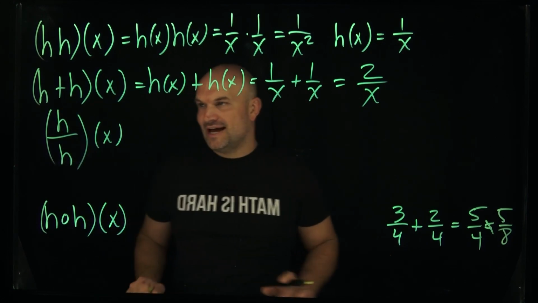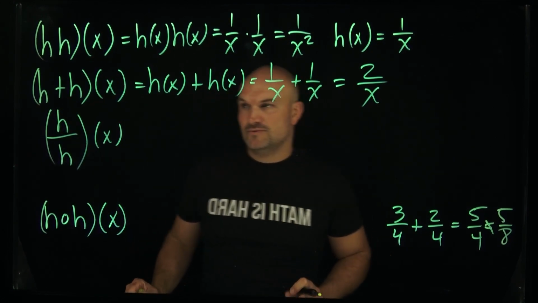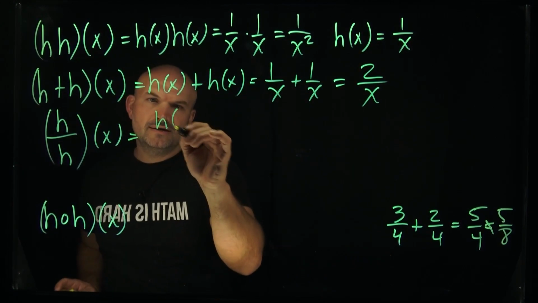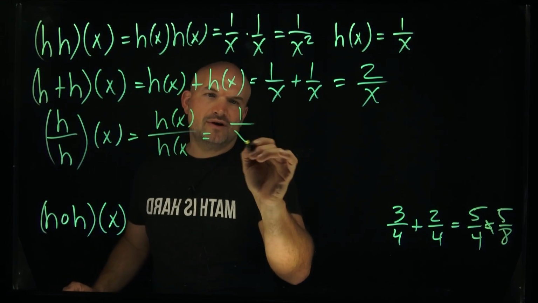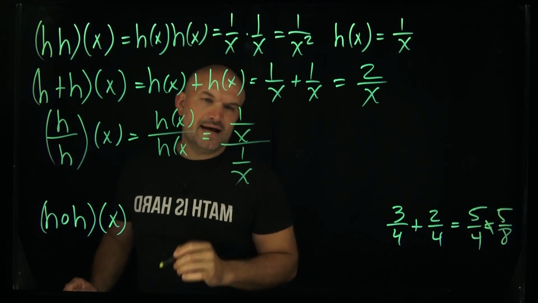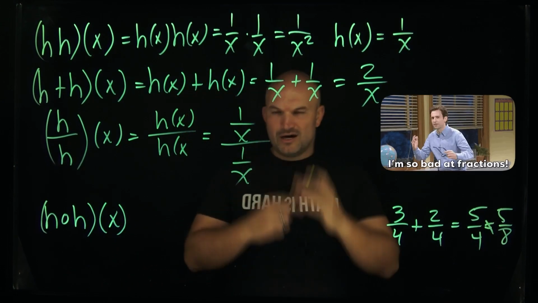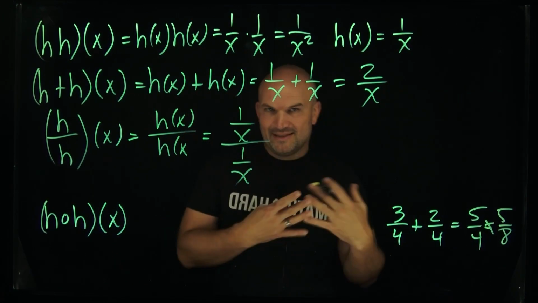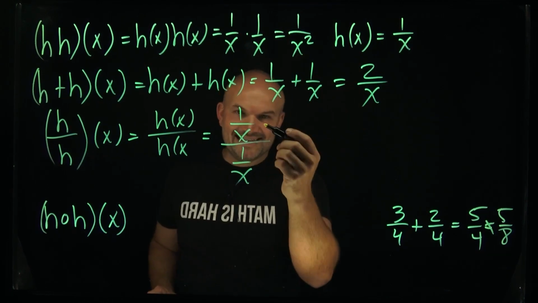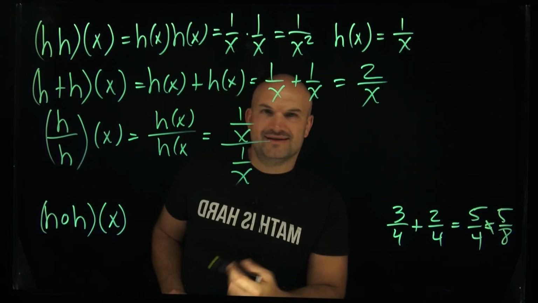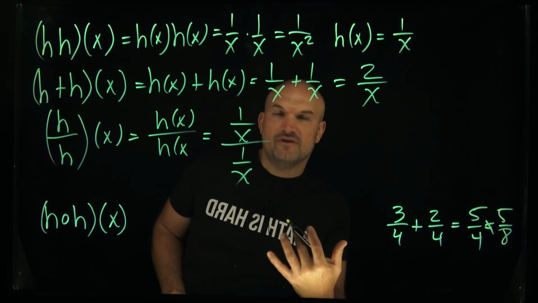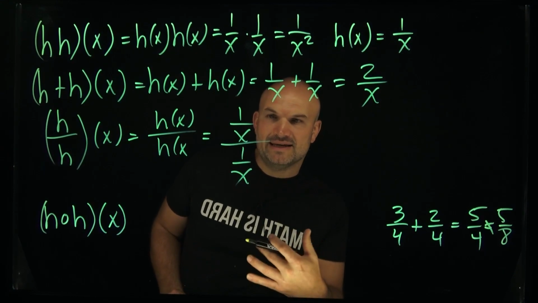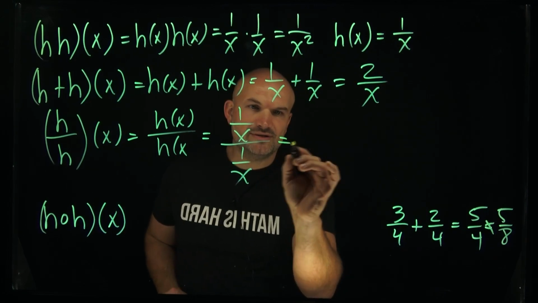All right, now let's look at h divided by h of x. Well, ladies and gentlemen, that is just an h of x divided by an h of x, right? So that's going to be 1 over x divided by 1 over x. A lot of times students get confused here and think, oh crap, it's fractions, but let's make this really simple for you guys. Whenever you have anything divided by itself, what is it going to be? It's just going to be 1, right? So it doesn't matter how confusing or how advanced the function might look. If you have the exact same thing divided by itself, it's just going to equal 1.